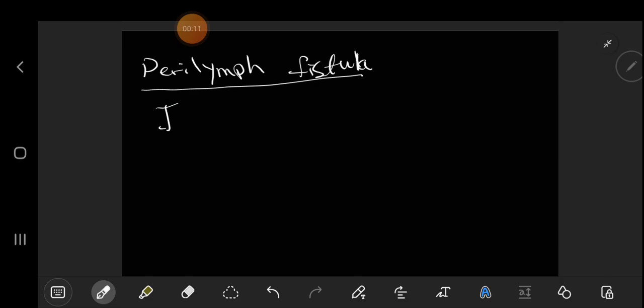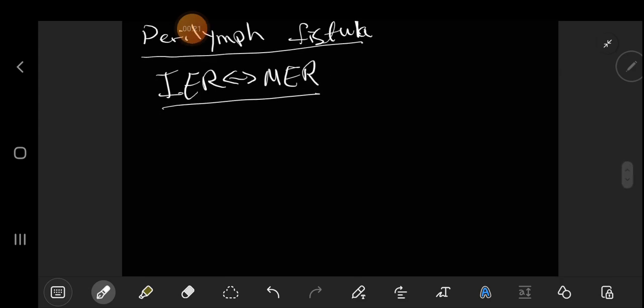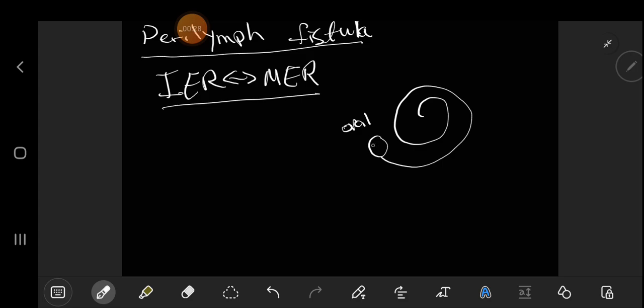Let's talk a little bit about perilymph fistula, which is a fistula in the inner ear, between the inner ear and the middle ear. Usually, if this is the cochlea, here there is the oval window, and this will be the round window.